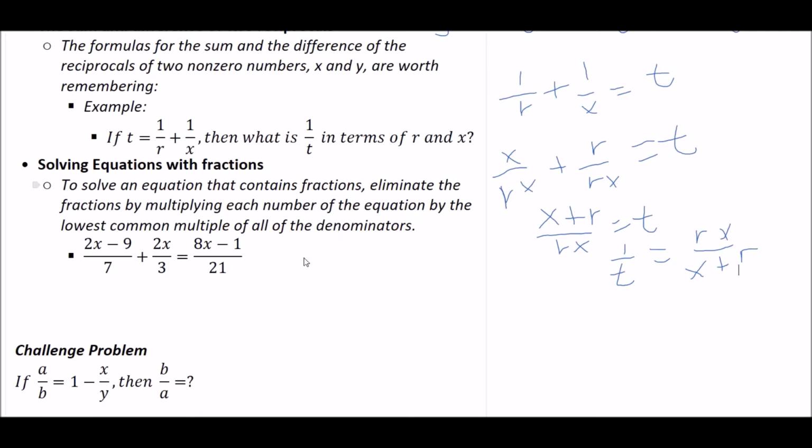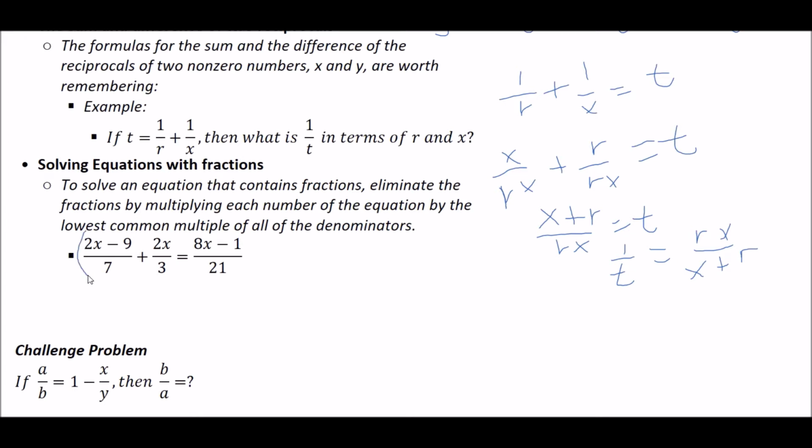Okay, the last one for today, solving equations with fractions. To solve an equation that contains fractions, eliminate the fractions by multiplying each term of the equation by the lowest common multiple of all the denominators.